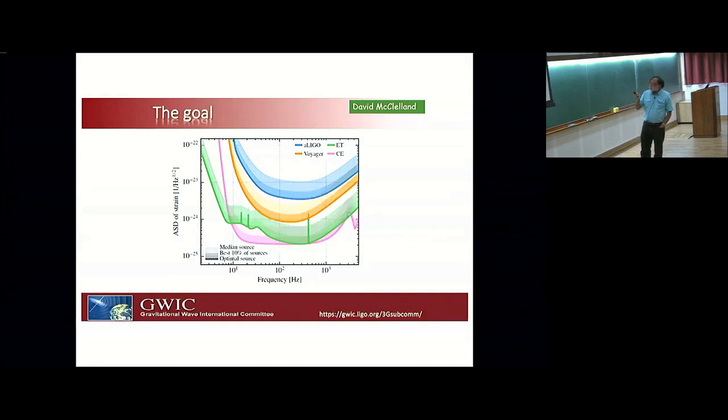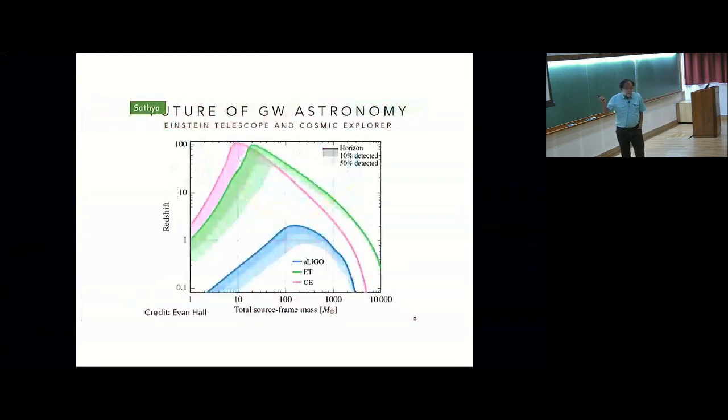But what you need also to recognize, look at on something like this is, what's the low-frequency reach? What's the high-frequency reach? Those curves translate into these, the detectable ranges for compact binary systems, for example.